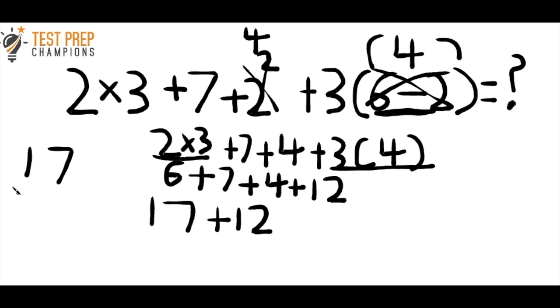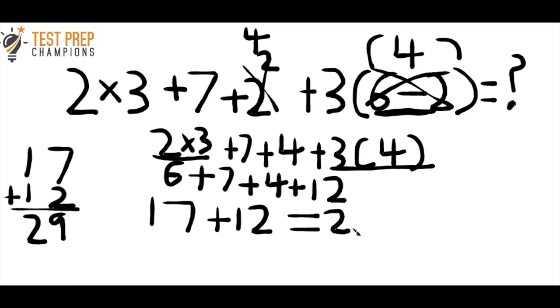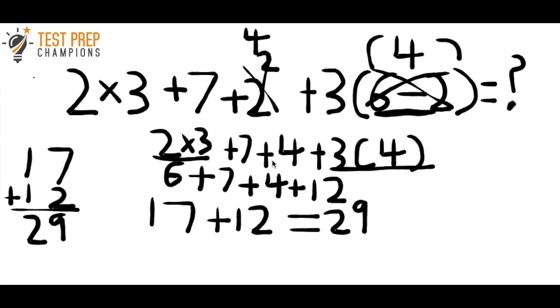So we've got 17 plus 12, and 7 plus 2 is 9. 1 plus 1 is 2. And so this gives us 29. So 17 plus 12 is 29. So this whole entire question, the answer ends up just being 29. So that's question number 1. 29 is our answer.